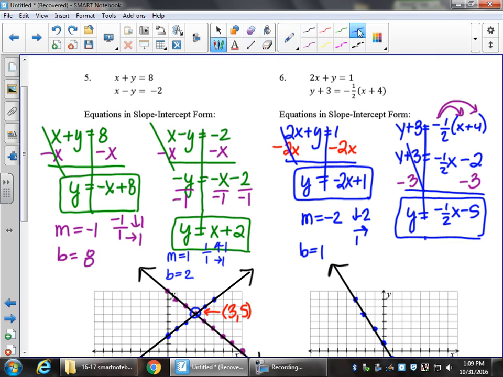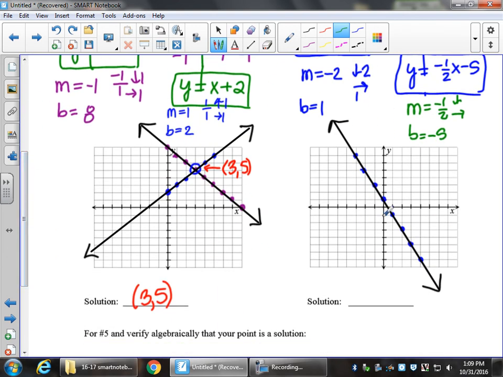So identifying m here, m is negative 1/2. So that'll be down and right. And b is negative 5. Let's see what the graph looks like. So I go to negative 5, 1, 2, 3, 4, 5. Down 1, right 2, down 1, bam.